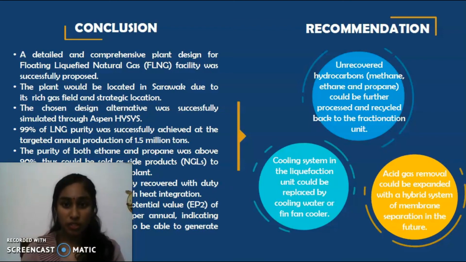As for the recommendations, the first one would be that unrecovered hydrocarbons such as methane, ethane, and propane could be further processed and recycled back to the fractionation unit to obtain higher yield and purity of LNG and NGL. Next, the cooling system in the liquefaction unit could be replaced by cooling water and/or a fin fan cooler so that the overall energy consumption would be reduced. And finally, the acid gas removal could be expanded with a hybrid system of membrane separation in the future to enhance the absorption process of carbon dioxide and hydrogen sulfide.